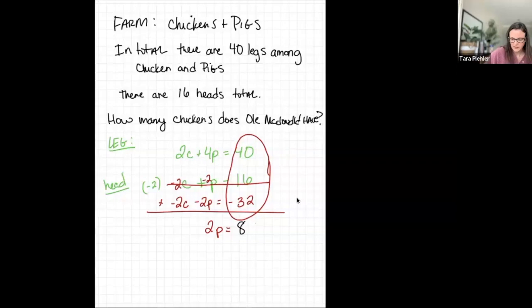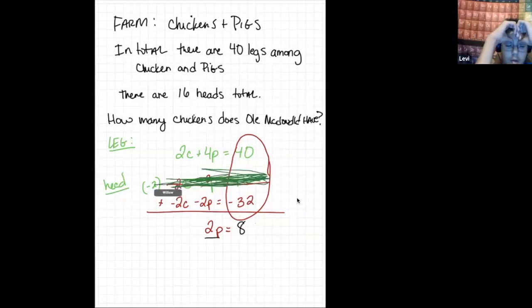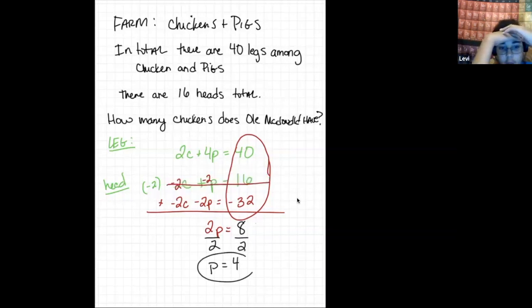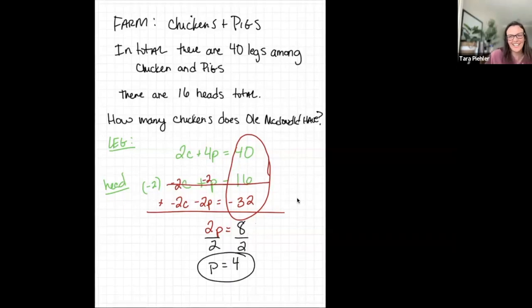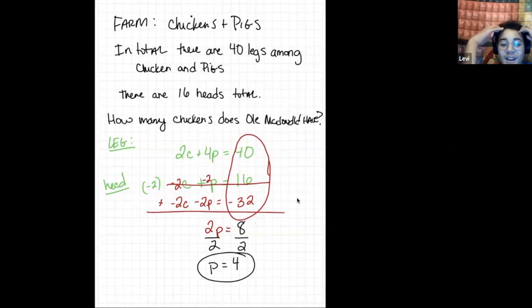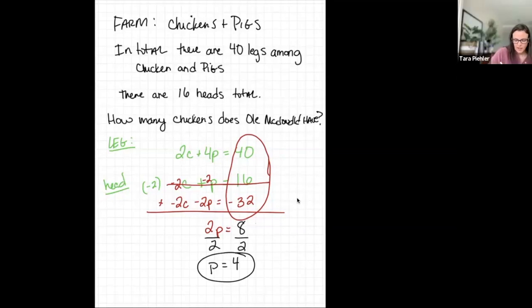Aha, which is... So that'd be 4. Yeah, there you go. Perfect. All right. So now we plug in P, and the easiest equation is C plus P equals 16, right? Yes. All right. So then C is 12.